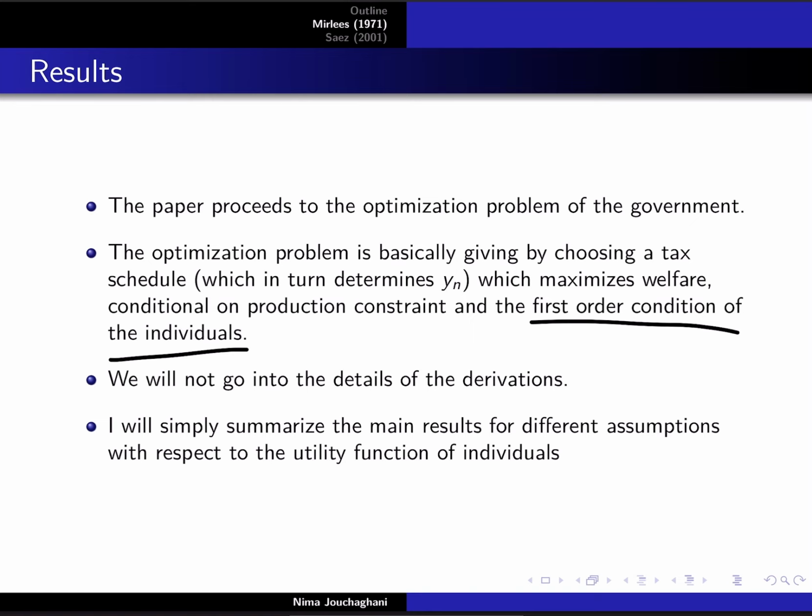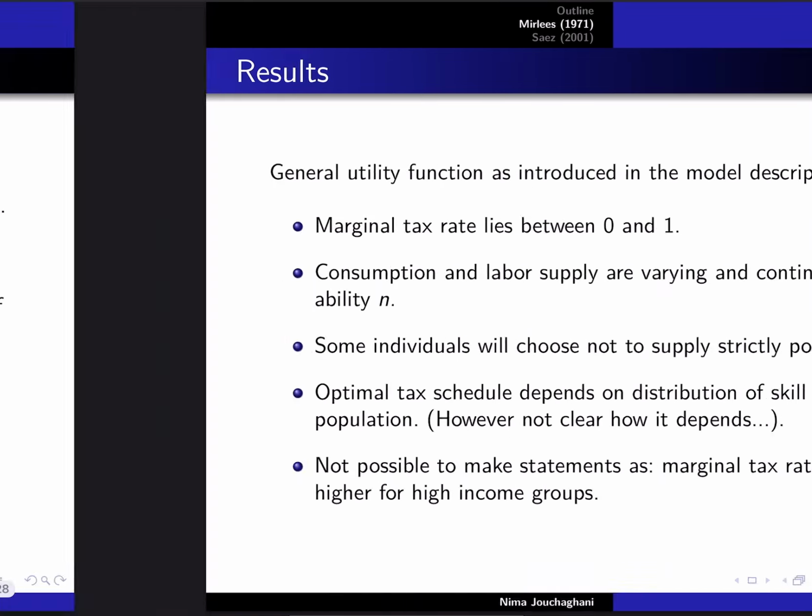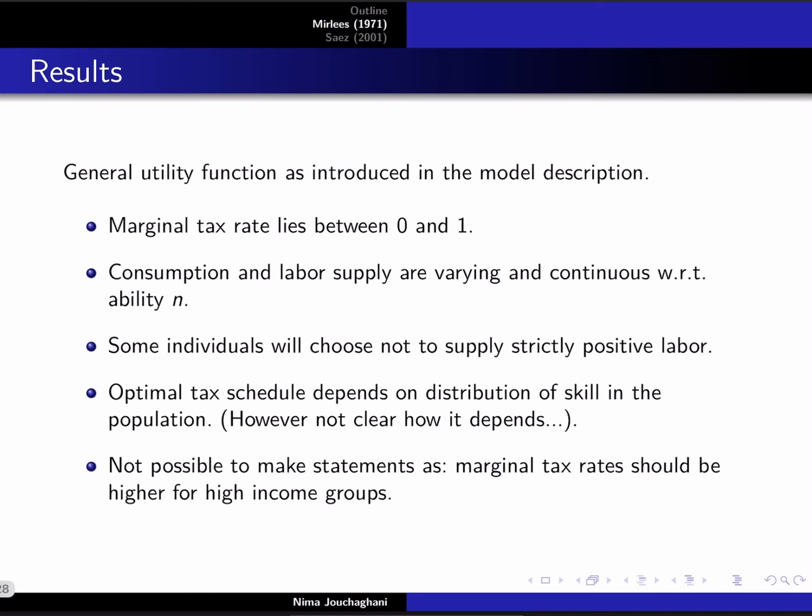What I will do now is simply summarize the main results depending on the assumptions which are made in the paper with respect to the utility functions of individuals. So basically, there are two main assumptions there. First, it's the general utility function assumption, which is basically what I introduced in the model description. There he's not making any further assumptions with respect to the preferences. And what results does he have here?